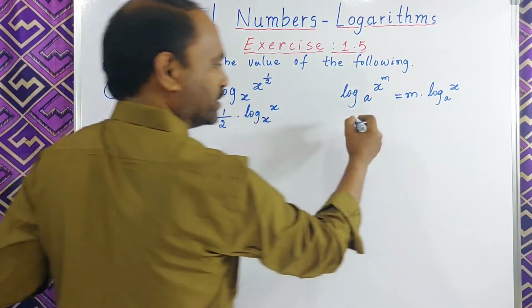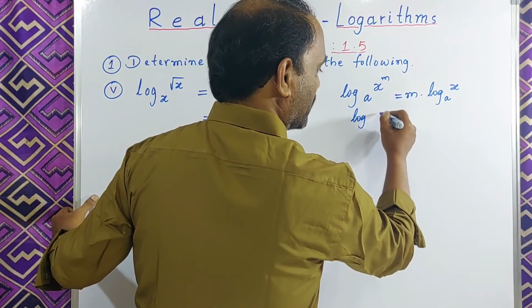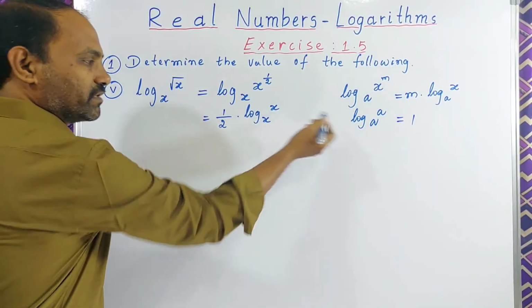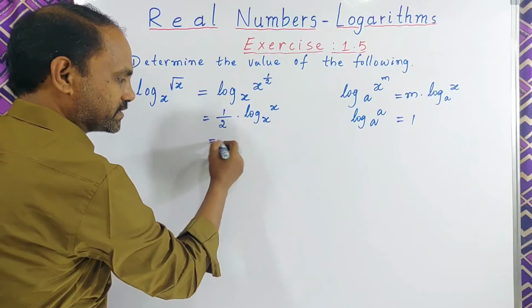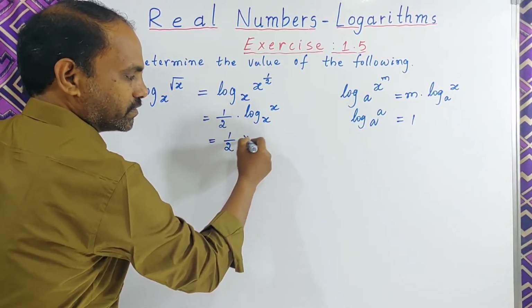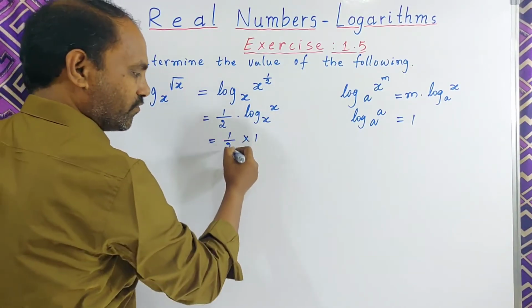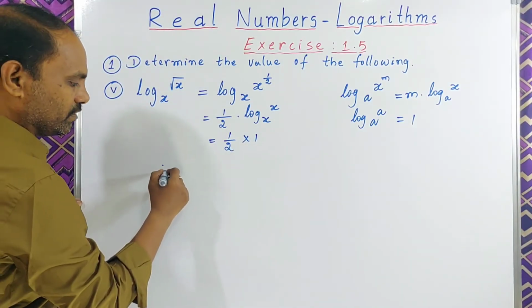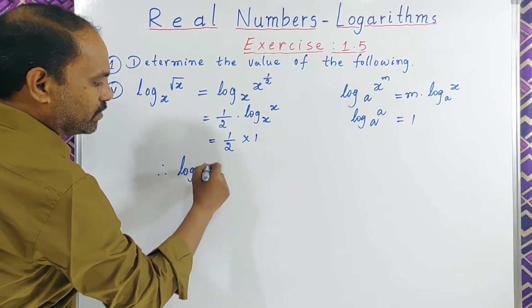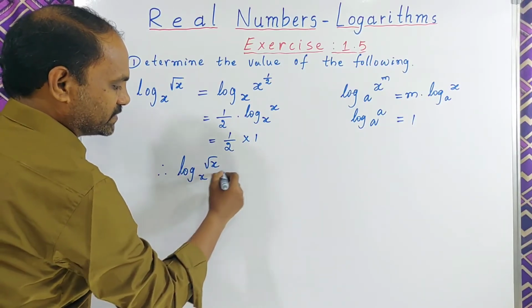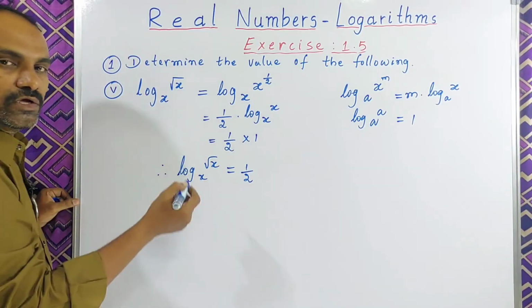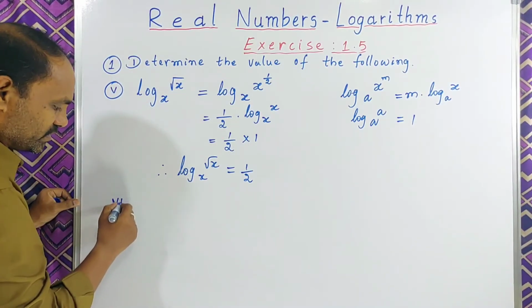Both are the same, meaning the last fifth formula, log a to the base a is equal to 1. By using that formula, log x to the base x is equal to 1. So you should write 1 here. 1 by 2 into 1, 1 by 2. Therefore, log root x to the base x is equal to 1 by 2. Let us check the next question.